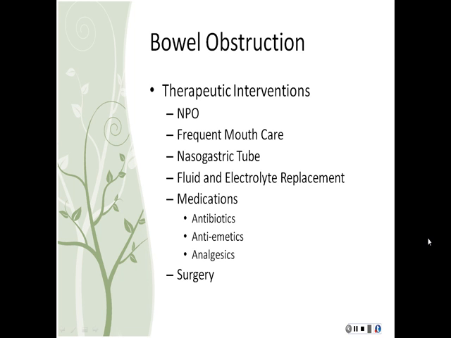Interventions such as trying to do enemas or digital disimpaction may work to correct the problem. The patient may have an NG tube placed to decompress the stomach and to rest the bowel. Fluids and electrolytes are also replaced if needed. And then surgery may be needed to correct the problem. Parts of the colon may be resected. Sometimes a temporary colostomy is placed, so again, the bowel can rest and heal.